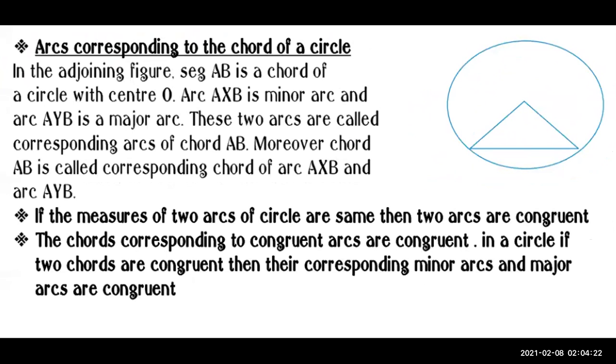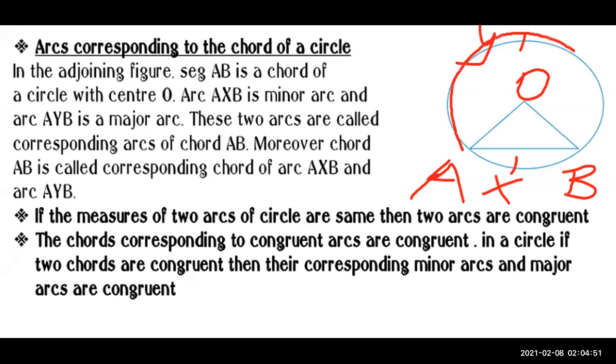See here in this adjoining figure, AB is our chord with center O. AXB is our minor arc, meaning small arc, and AYB is our major arc. These two arcs are called corresponding arcs of the chord AB.